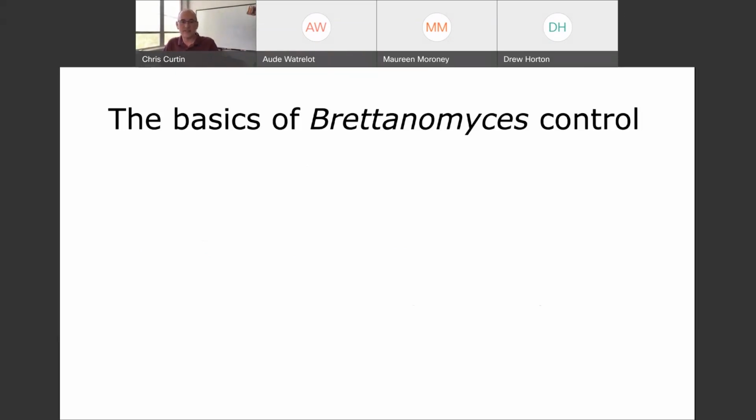Okay, so just to very briefly go through some of the basics of Brettanomyces control, and then talk about some particular aspects. And some of this has already been covered, right? The very logical stuff of you need to clean and sanitize equipment, tanks, and barrels. Like if they're not clean, biofilms can form. Biofilms contain bacteria and yeast, and they create a great environment for Brettanomyces to grow.